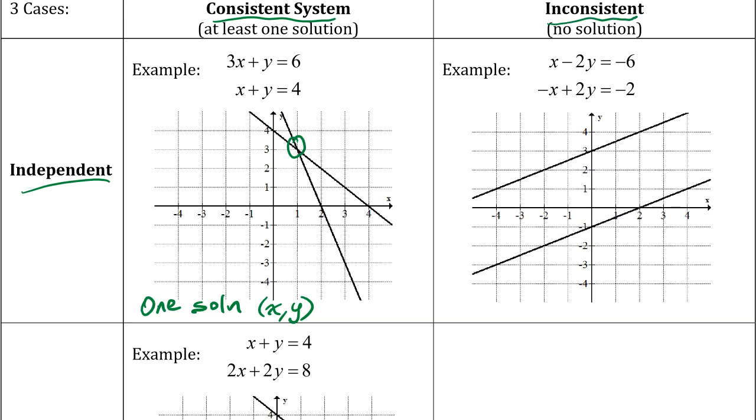So for an inconsistent system, the lines are parallel. They never actually touch anywhere. Remember, I said that the solution to the system was going to be where the lines touch. Well, if they never ever touch, then that means there is no solution. Right? And we call this one inconsistent.